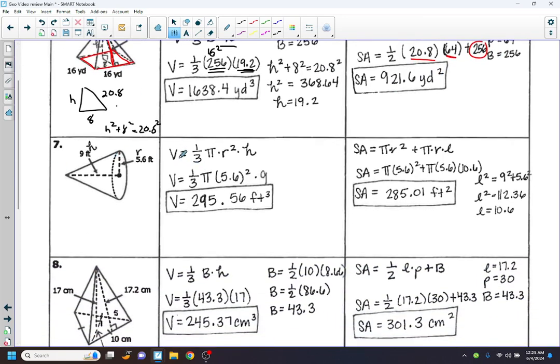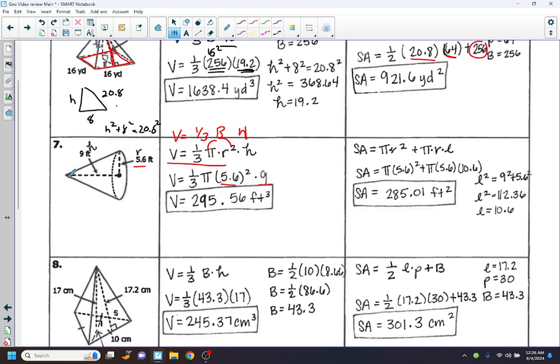All right, for this one, the volume, it's a pyramid. So volume is 1/3 base times height, capital H height. So in this case, the base is pi r squared. So this is the base. So they gave me the r, which is 5.6, and then the height 3D is 9. So 5.6 squared times 9 gets you this answer.